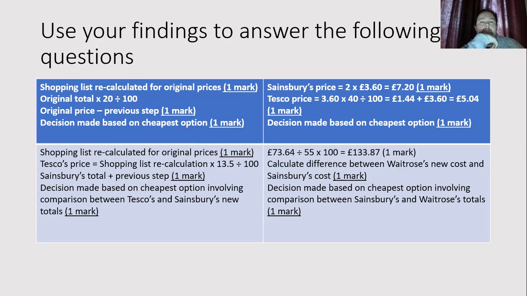For the second question, you've got the Sainsbury's price is 2 times £3.60, which gives you £7.20 for 1 mark. The Tesco price is £3.60 times 40 divided by 100, which is £1.44, added to £3.60, that gives you £5.04. And you then make your decision based on the cheapest option.